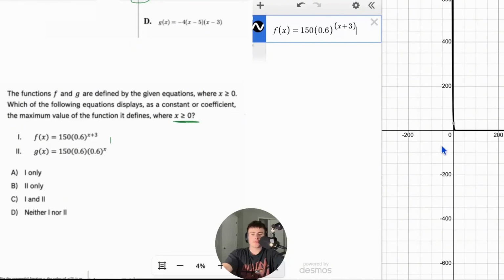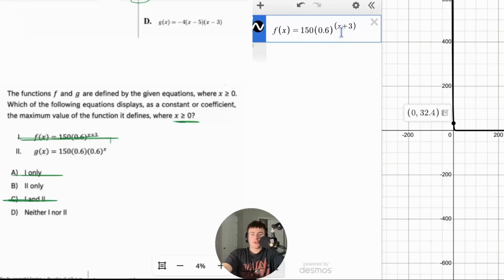I just look at 0 onwards, which is the y-intercept, right? So the y-intercept is the maximum of this function within this domain. So 32.4 is the maximum. Do you see that in the function? I don't see anything. So 32.4 is not displayed. So 1 only is gone, and 1 and 2 is gone as well.